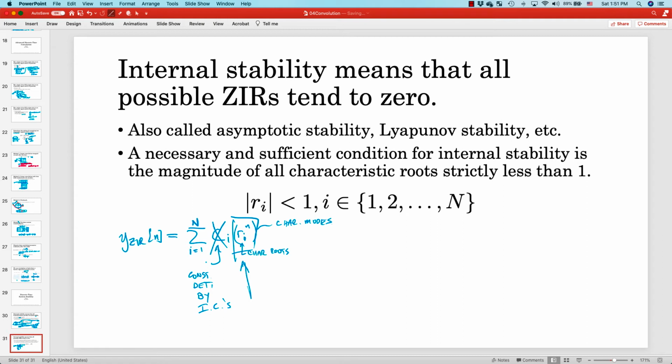So I need y ZIR of n, as n goes to infinity, to tend towards 0 if I want the system to be internally stable for all possible initial conditions. And the way I can guarantee that is if each of the characteristic roots, when I raise them to higher and higher powers, gets smaller. Because I'm adding these up, I can't count on cancellation, so I have to enforce that each of the roots gets smaller when raised to higher and higher powers. And the only way to do that is to make sure that the root has a magnitude less than 1.